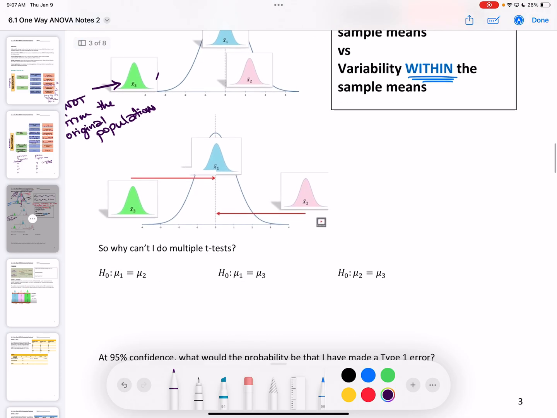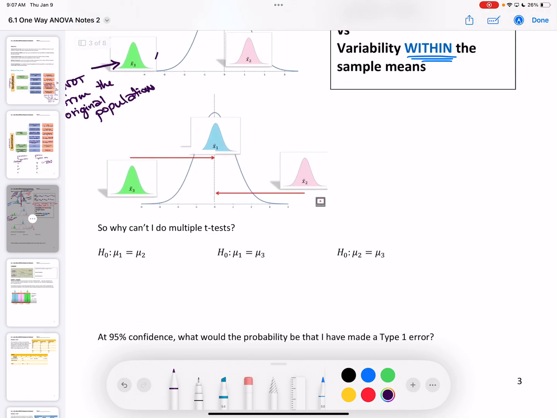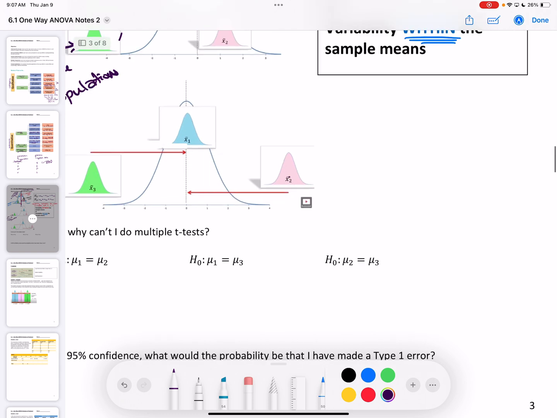Same thing with this one. Look how far these are from the population mean. This sample mean is way smaller. This sample mean is way higher. Again, that's going to indicate to me these are not good samples. They did not come from that population of interest.